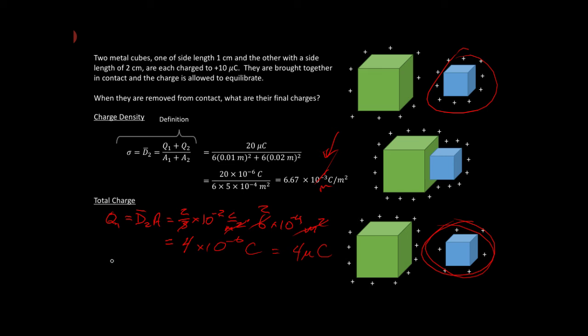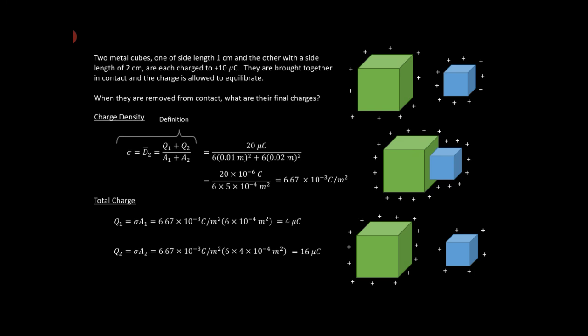Now I'm running out of room here for Q2, so I do the biggest one. We have the same charge density, but the area A2 is 4 times as large. So we have d bar 2 times A1 times 4, which is 4 times this, which is 16 microcoulombs. All right, so that seems simple enough.